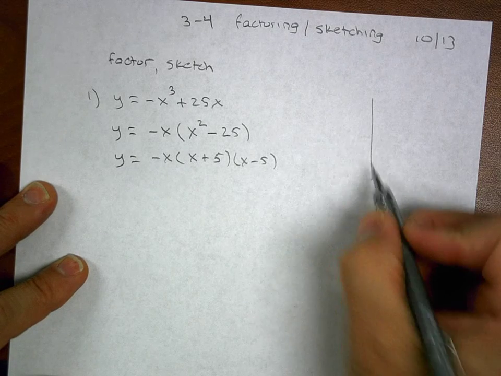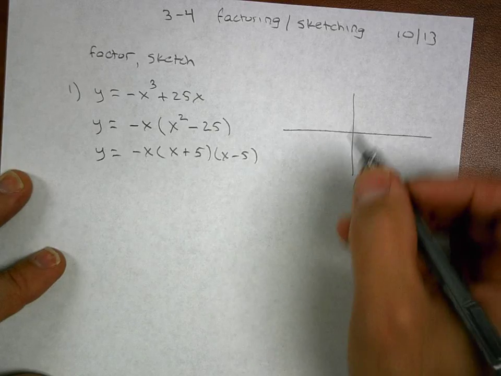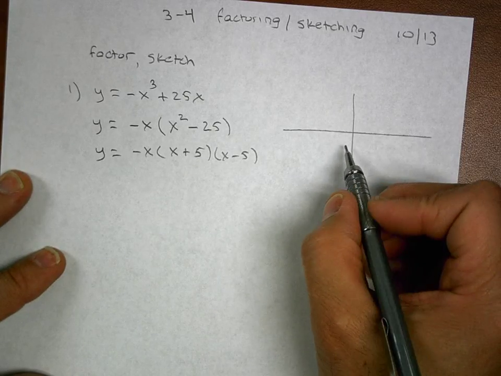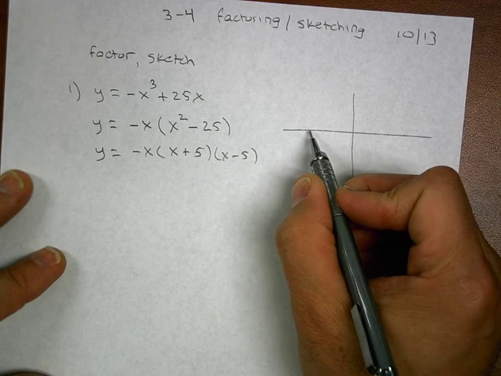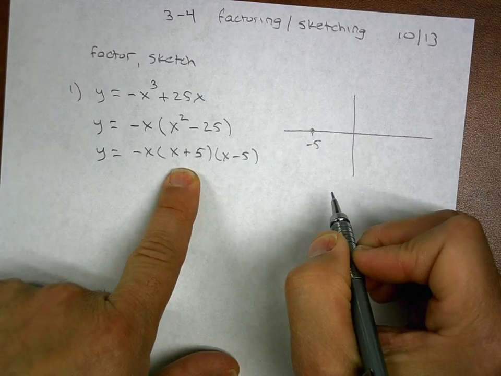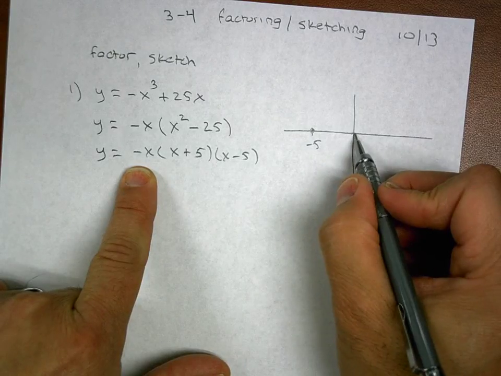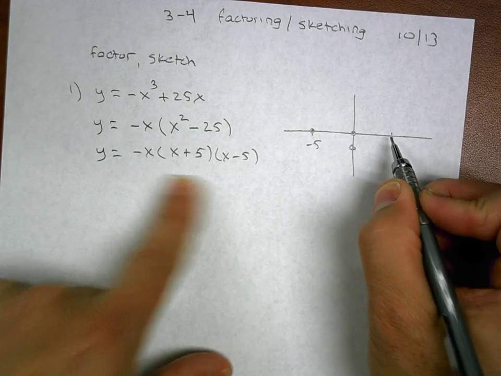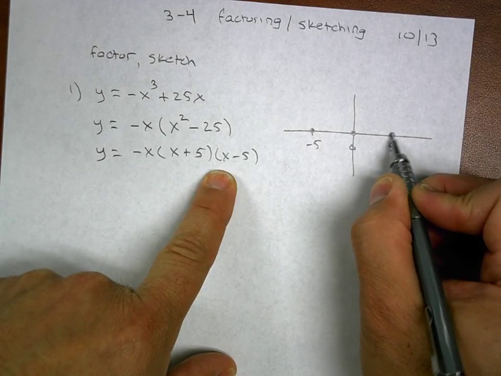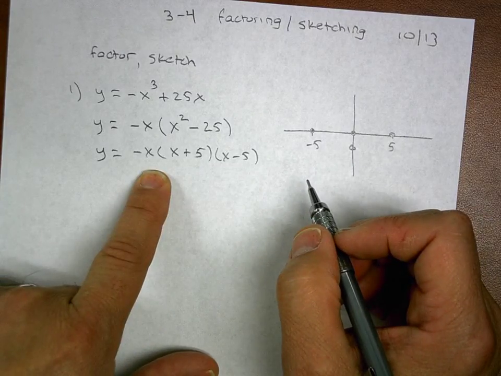So let's go ahead and sketch it. All right, so the zeros, the x-intercepts, where are they at? Okay, -5 is one of them from that. 0 from this, right? Don't forget the x there. So 0. And also positive 5. There we go. And now we can sketch it.